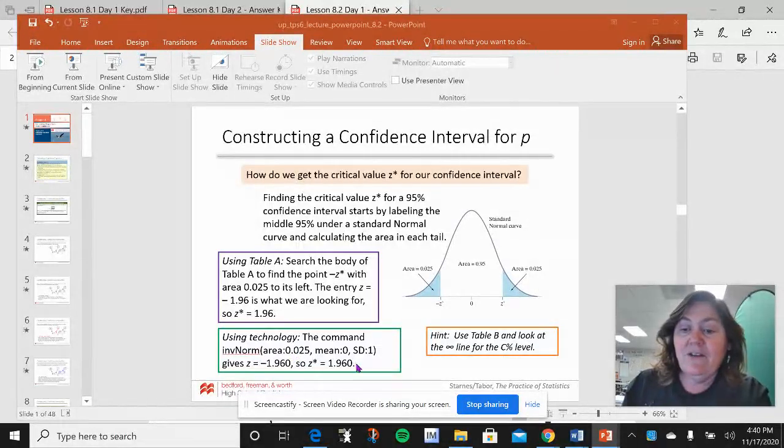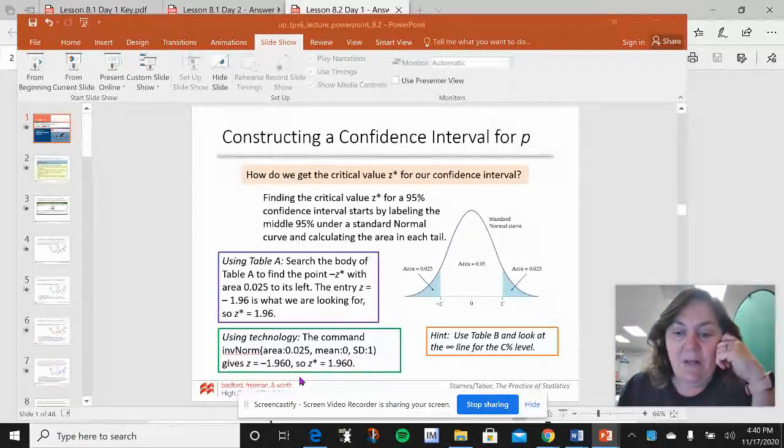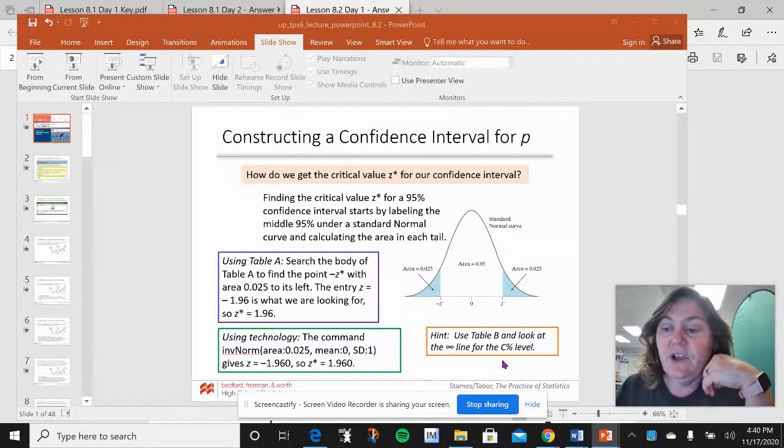They talk here about how you have to also put in 0 and 1, but as you saw in my shortcut, the default is 0 and 1, so I just don't take time to type them in. But again, you would get 1.960. You'd get a negative, but you change it to positive. Now, what's really interesting is you can also use table B.